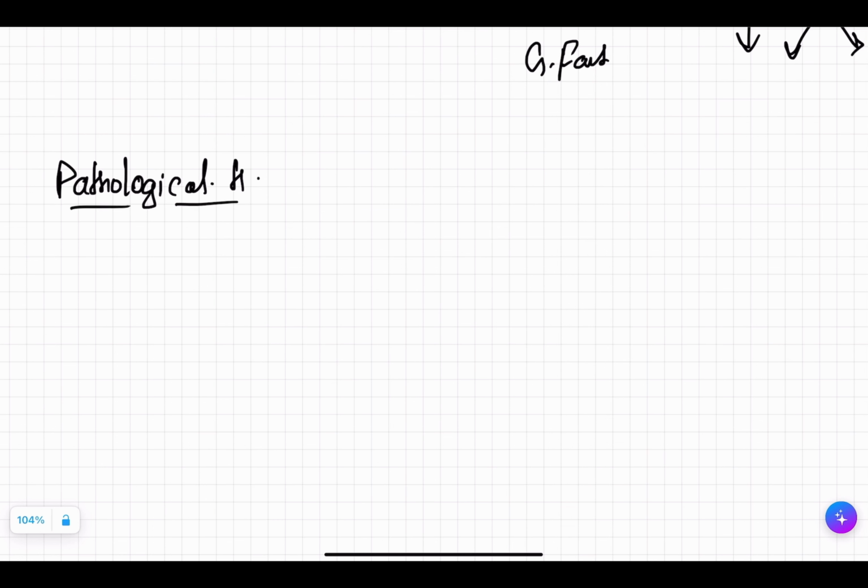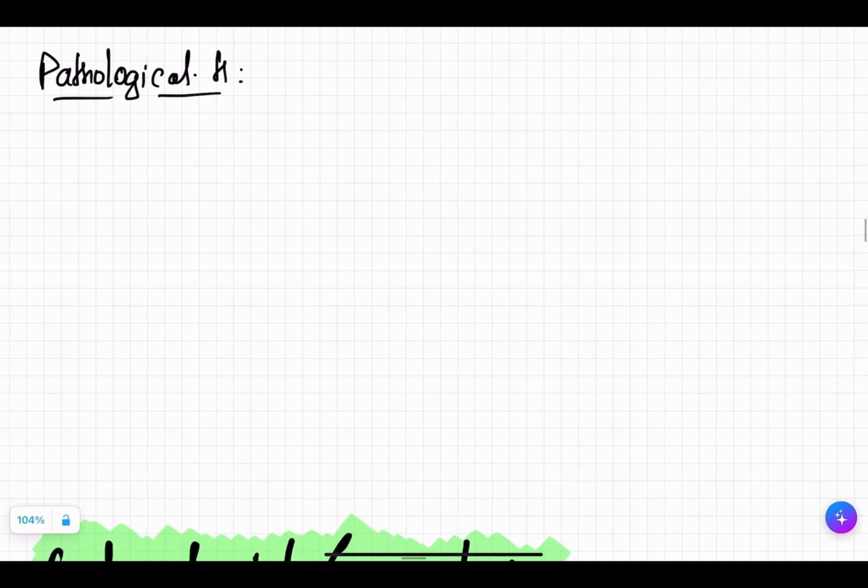Pathological hyperplasia. What is pathological hyperplasia? Pathological hyperplasia means increase in the number of cells due to a pathogenic condition. For example, hemolytic anemia. Hemolytic means what? Hem means blood, lytic means breakdown. And anemia, where there are a large number of RBCs which are undergoing breakdown. Well, this is caused due to some sort of pathological condition. So this is a disease.